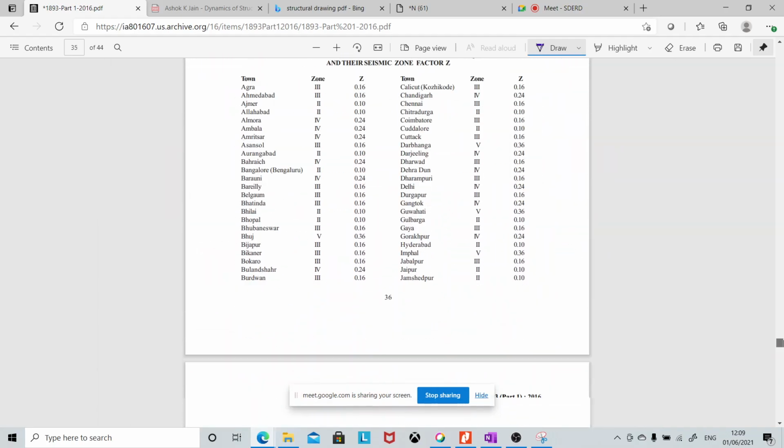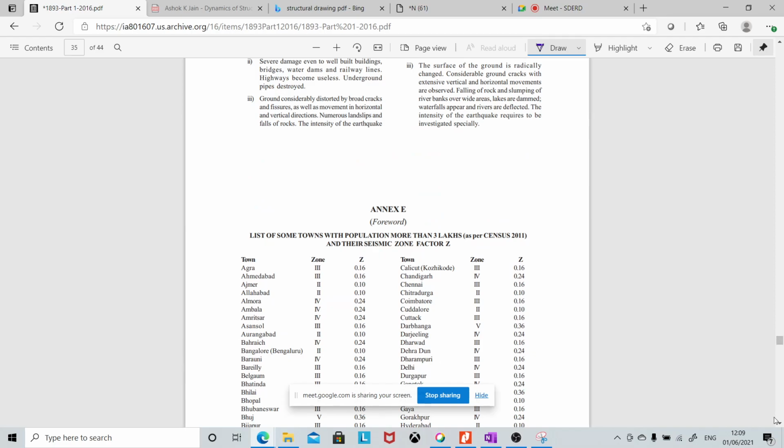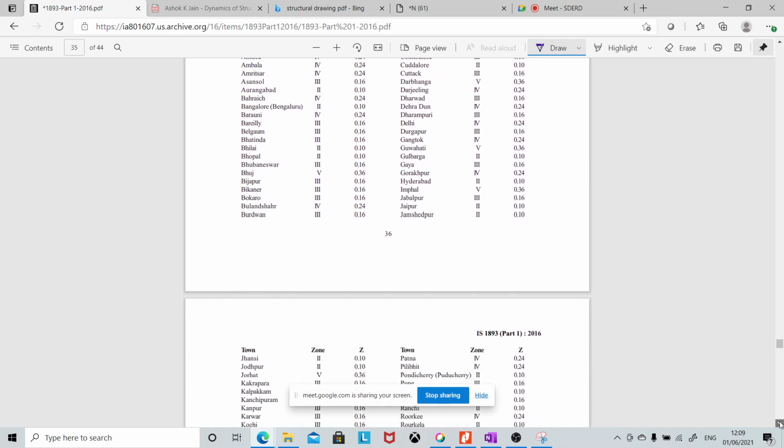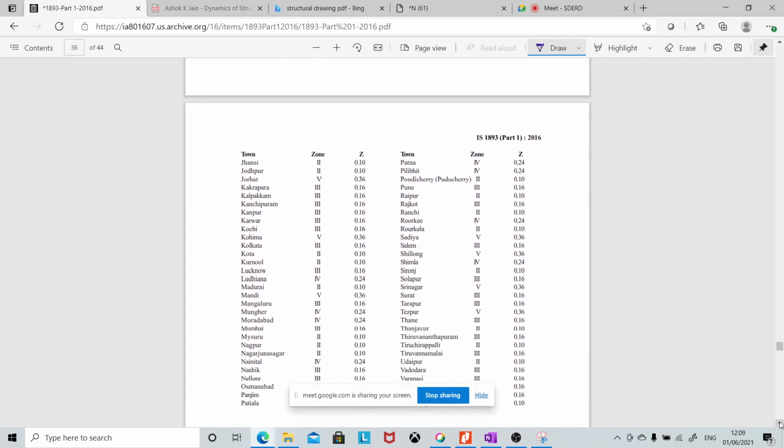So if you go to the annex, here the zone factor is given in annex E. For example, we are talking about Jammu and Kashmir. So look for Jammu and Kashmir here. You can see Jammu and Kashmir means Srinagar. It is given in zone 5. Okay, can you see here? Srinagar, zone 5, it is 0.36. So in that way you can get the seismic zone value of all the important cities in India.